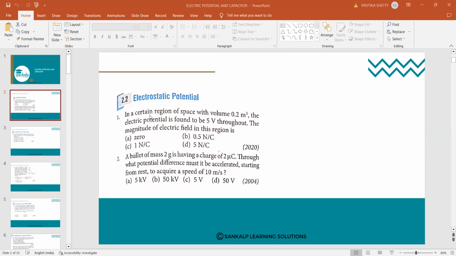See, the first question is: in a certain region of space with volume 0.2 meter cube, the electric potential is found to be 5 volt throughout. So the magnitude of the electric field in this region is.